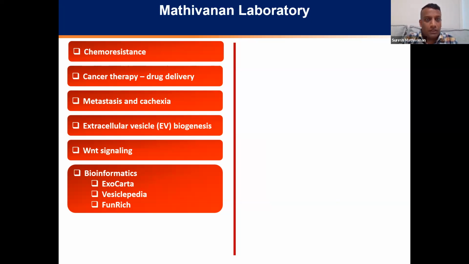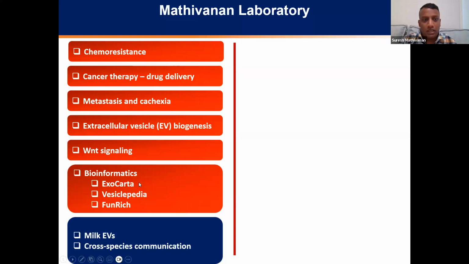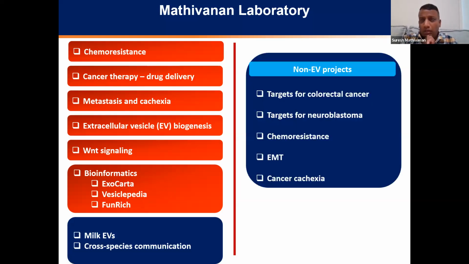And when we talk in the context of extracellular vesicles, we are interested in various topics like chemoresistance and cancer therapy, where we use extracellular vesicles as drug delivery vehicles, as well as we try to study the role of EVs in metastasis and cachexia, as well as to understand their role in biogenesis. We also have some bioinformatics capability in terms of development and maintenance of ExoCarta, Vesiclepedia, and FunRich, right? But we also have some non-EV projects as well.